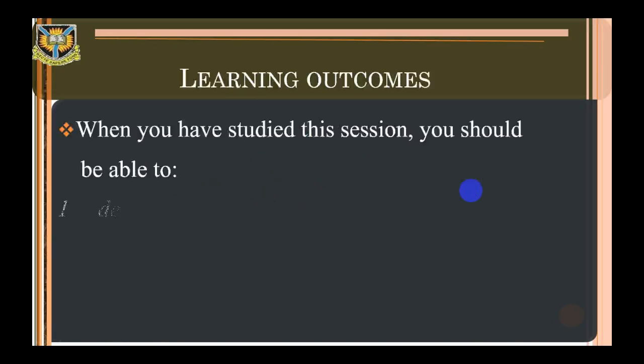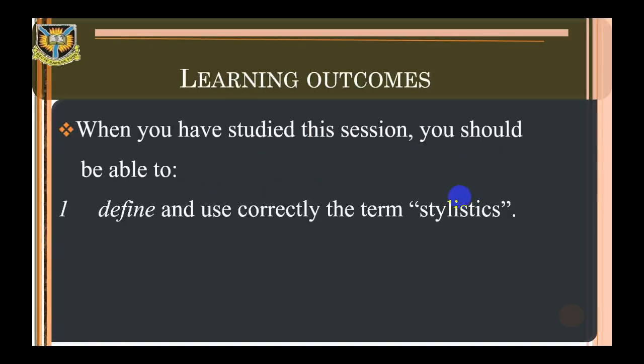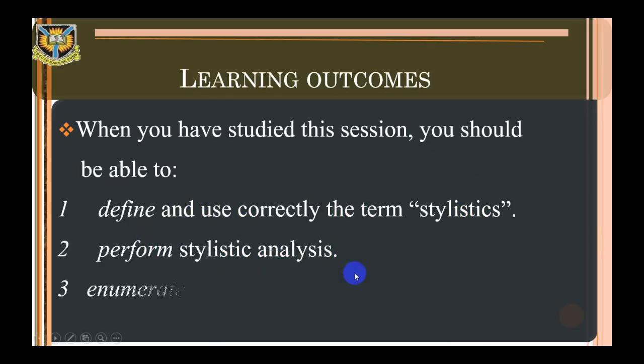Learning outcomes. When you have studied this session, you should be able to: 1. Define and use correctly the term stylistics. 2. Perform stylistic analysis. And 3. Enumerate approaches to style.